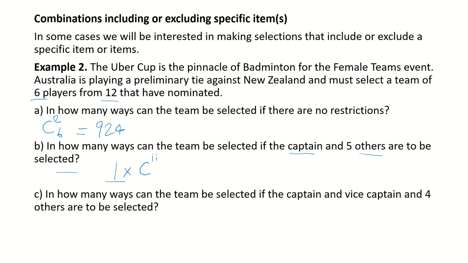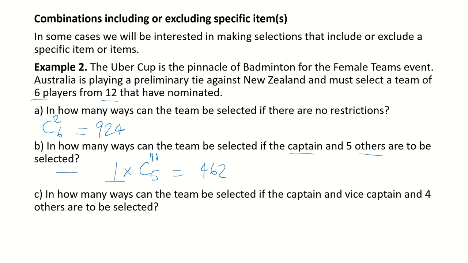And then we want groups of, not 6 now, because we've already got the captain, we want groups of 5. So it'll be 1 times 11 choose 5. So it'll just be 11 choose 5, which is 462 different combinations of selecting the captain plus 5 others from the group of 12.